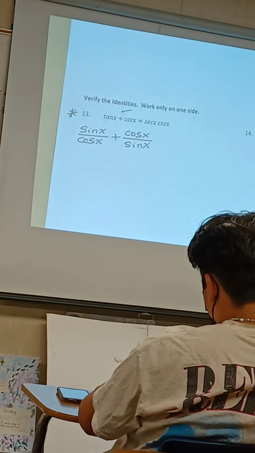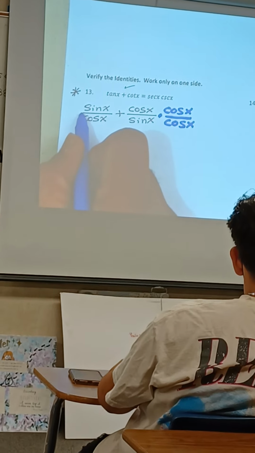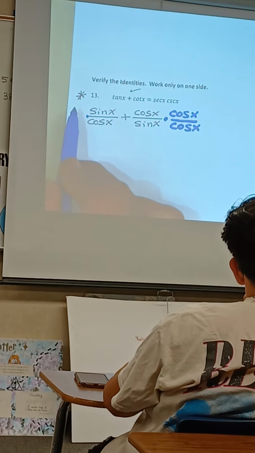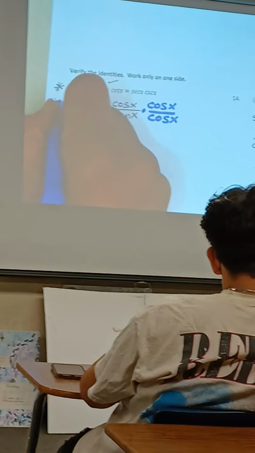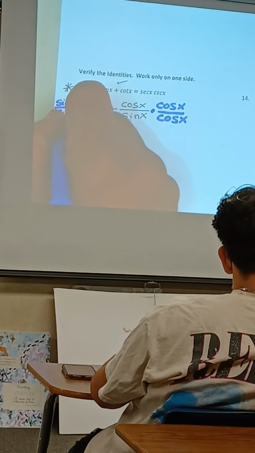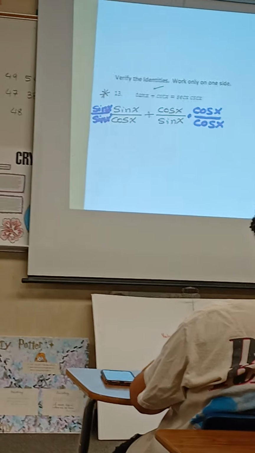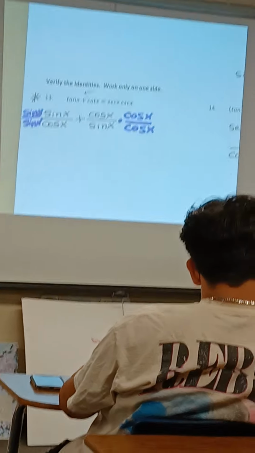Because I wanna add them, right? So I multiply by cosine over cosine, and then I need to multiply this other fraction. What do you think I need to multiply this other fraction by? Sine over sine. So all I'm doing is just trying to get same denominator. That's it. Sine over sine. Okay. So let's do it.